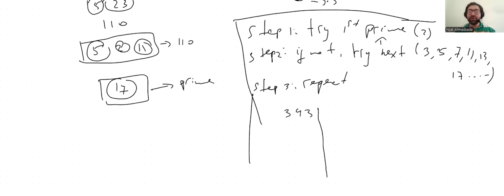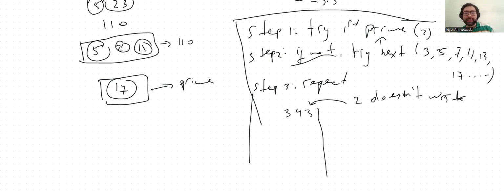Try first prime, 2. Is it divisible by 2? No. So we go to the second step, because we are in the if-not case, because it's not divisible by 2. So now we are trying the next prime, 3. Does it work? There is a rule for exactly knowing if it is divisible by 3 or not, but it's not a topic for this class. So 3 also doesn't work.